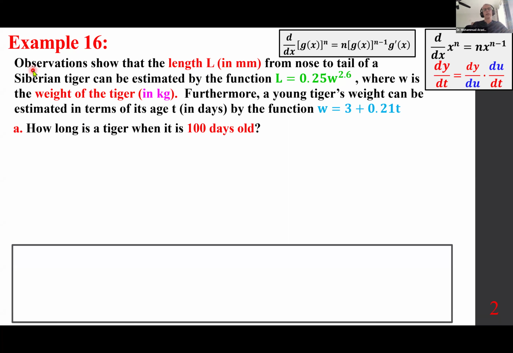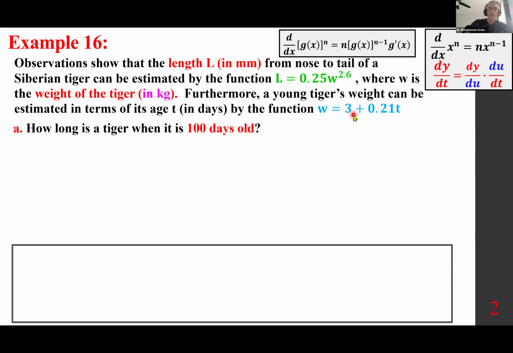Observations show that the length from nose to tail of a Siberian tiger is given by this formula, where W is the weight in kilograms. Furthermore, a young tiger's weight can be estimated in terms of its age. With this formula, how long is a tiger when it's 100 days old? There are a couple of different ways to do that, and this is elementary algebra.